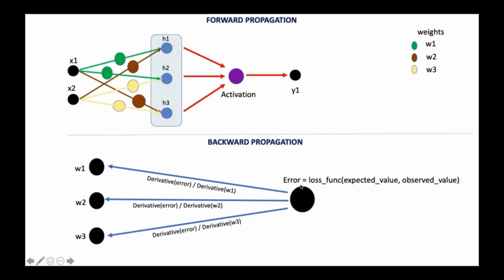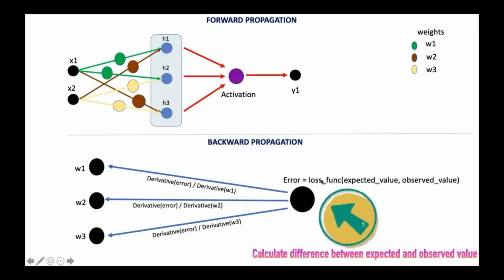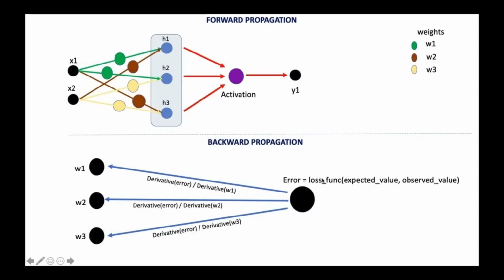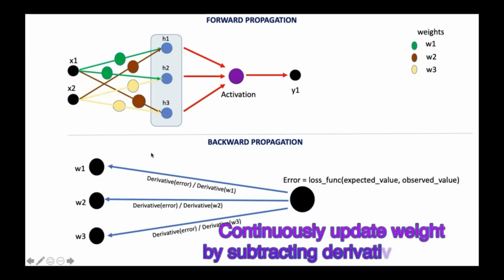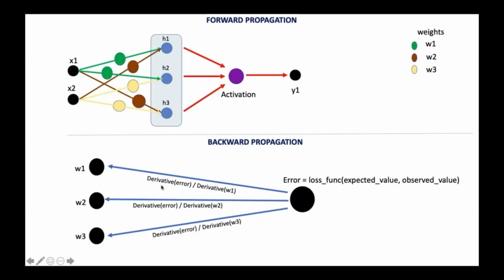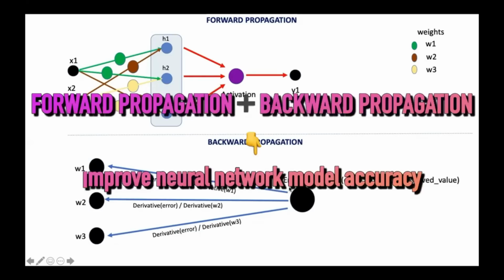And how it does that: it calculates the expected value and observed value using a loss function, and then performs a derivative of that error for different weights and passes it to the initial weights. So in backward propagation, we continuously update the weights by calculating the derivative of the errors. Eventually it helps those weights find the optimal value, which will minimize the loss function and the error rate. Once backward propagation is done simultaneously with forward propagation, it reduces the error rate and helps the neural network predict with a better match between expected and observed value.